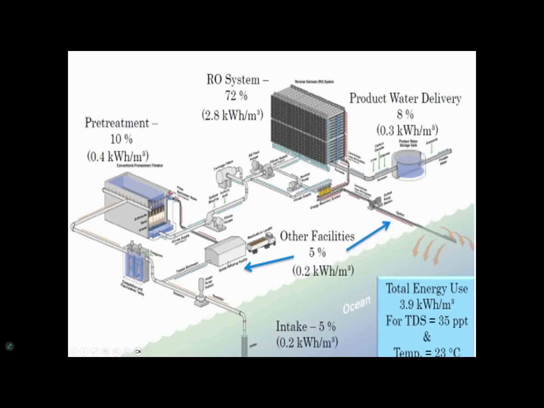If you look at the energy consumption, the intake, which is around 1 kilometer of intake pipeline, is 5%, 0.2 kilowatt hours. Pretreatment, dual media filtration or some multimedia filtration, is 10% of the energy consumption. Reverse osmosis is dominant, at 2.8 kilowatt hours per cubic meter, 72%. The remainder is 8% for production, water delivery, and then total 3.9 kilowatt hours per cubic meter when you have a TDS of 35 grams per liter.